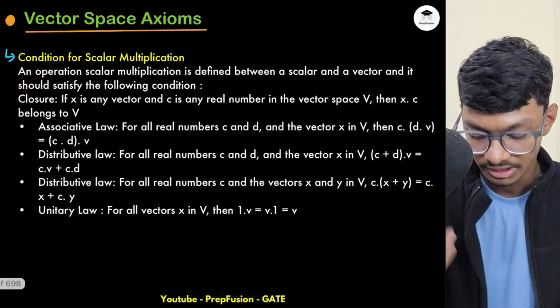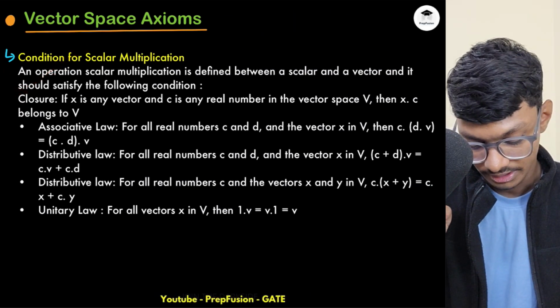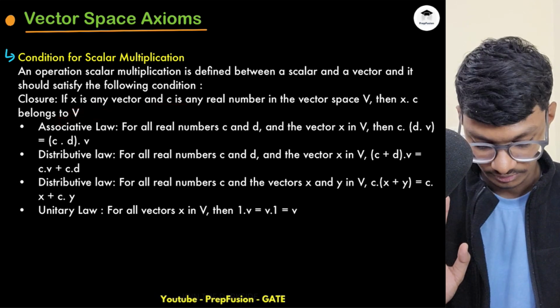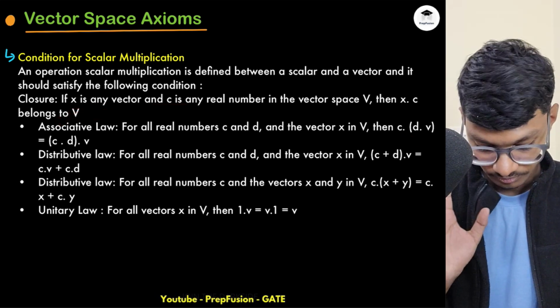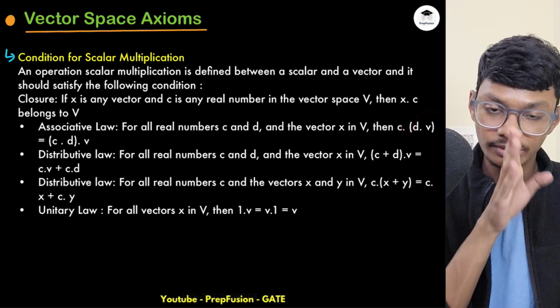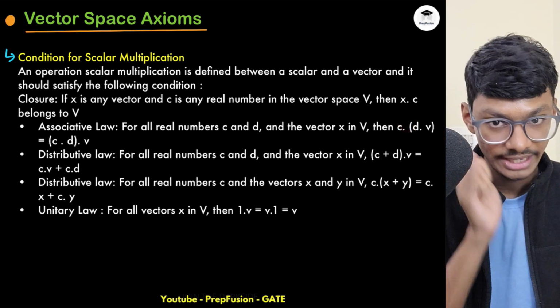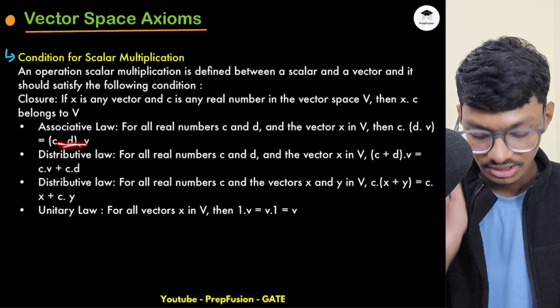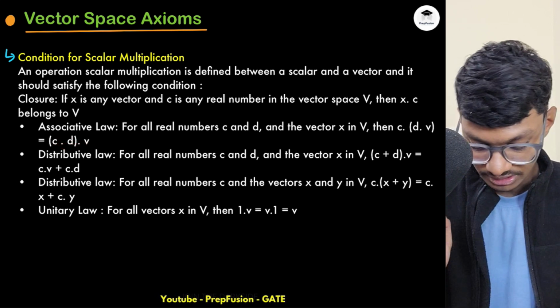And for scalar multiplication, c is a scalar number and x is any vector, and d is also a scalar number. If I multiply d times v first, then multiply by c, that should yield the same result as multiplying c times d, then vector v. These are all rules.